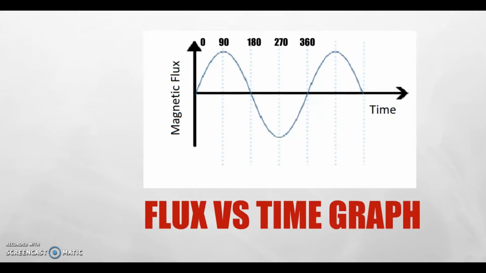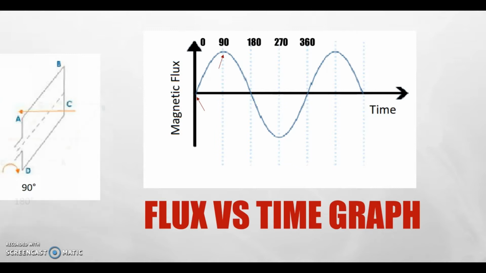Hi, today I would like to talk about two graphs related to EMF, magnetic flux and time. In the first graph, the flux versus time graph, initially the coil is horizontal and parallel to the magnetic field, so there is no cutting of magnetic field lines. Thus, the magnetic flux will be zero and there will be EMF produced. When the coil rotates to 90 degrees, the coil is vertical to the magnetic flux. Thus, there will be no cutting of magnetic field lines and no EMF produced.